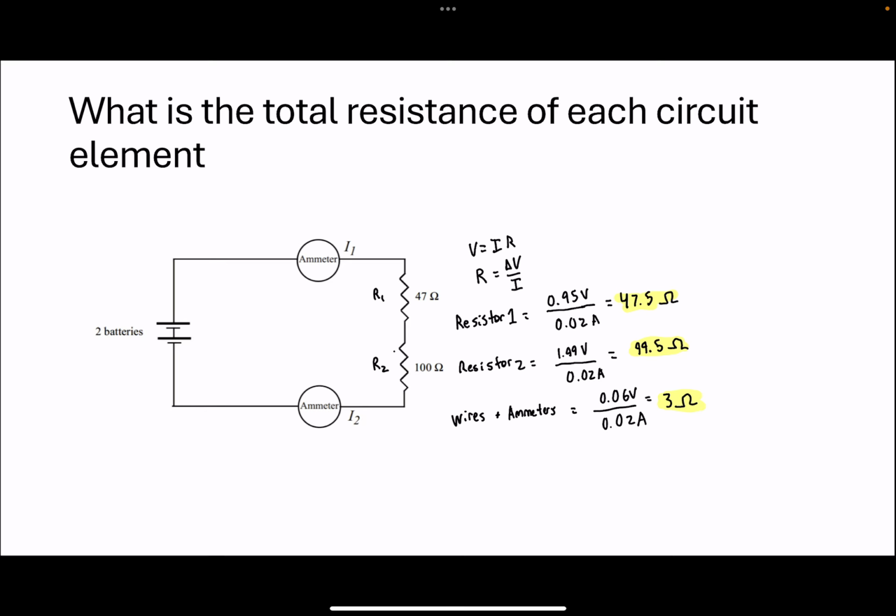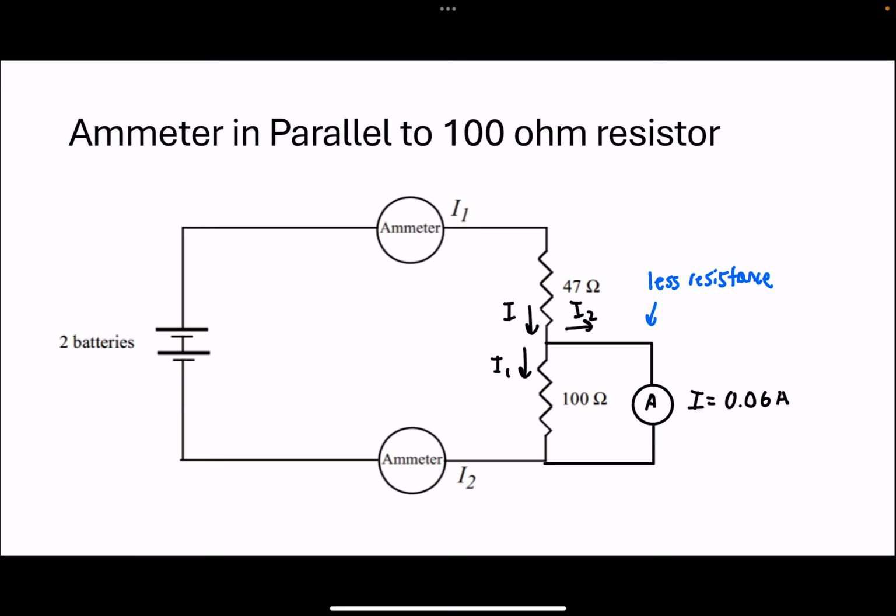Using these voltage drops that we got before, we use Ohm's law to find the resistance of each component. Just a little conversational piece here. If we had this ammeter in parallel to this 100 ohm resistor, we would find that the current going through the ammeter is higher than the 0.02 found when the circuit was just in series. The reason for this is that when a resistor is in parallel, there is another path that the electrons can travel, in this case, a less resistive path. So more electrons are going to travel through this less resistive path, giving it more current.